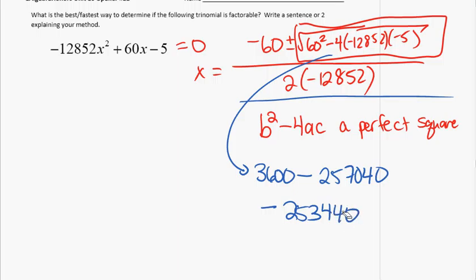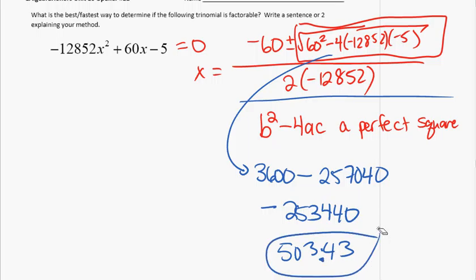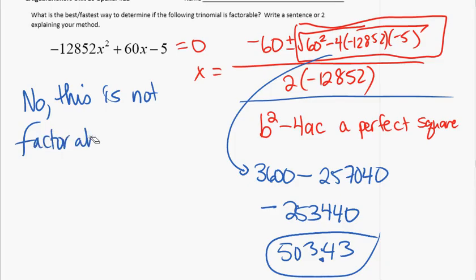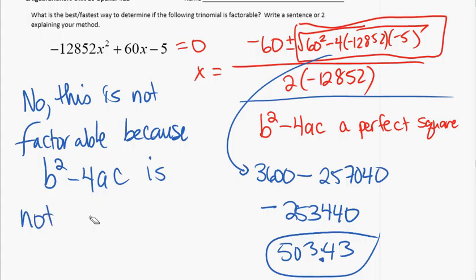But let's pretend like it's not negative. To find out if it's a perfect square, you take the square root of it, and I get 503.43. The second I say point, the second I say decimal, I know it's not a perfect square. So, no, this is not factorable because b squared minus 4ac is not a perfect square.